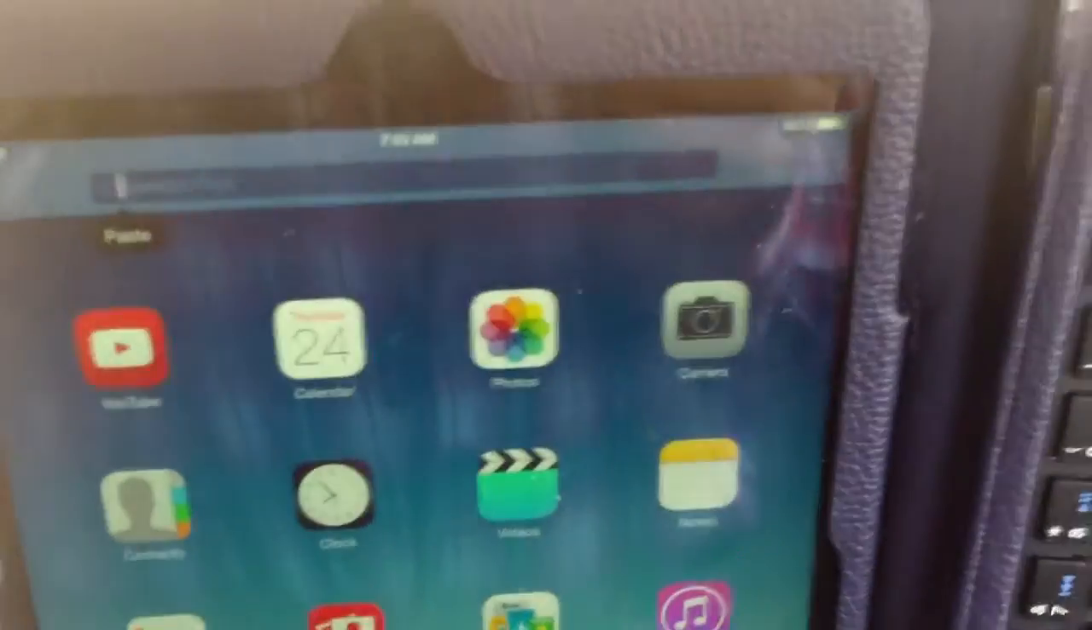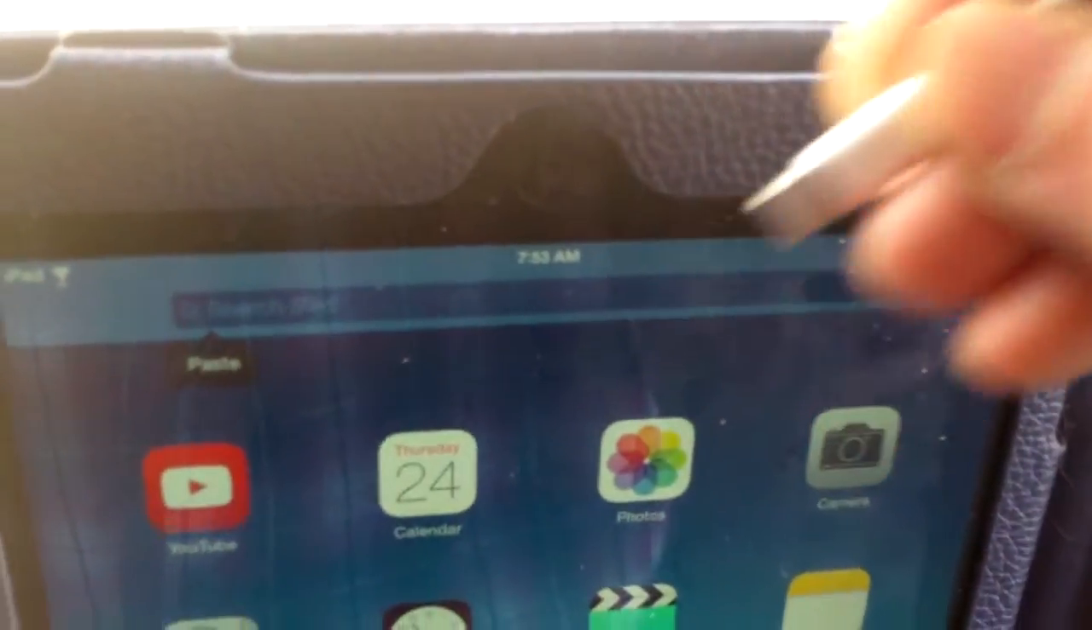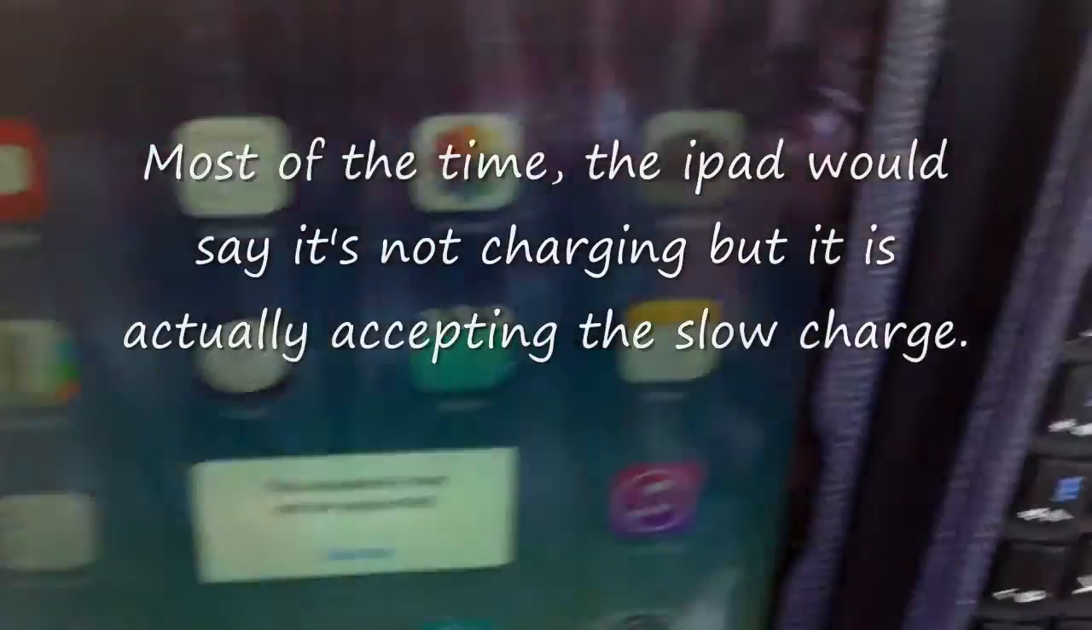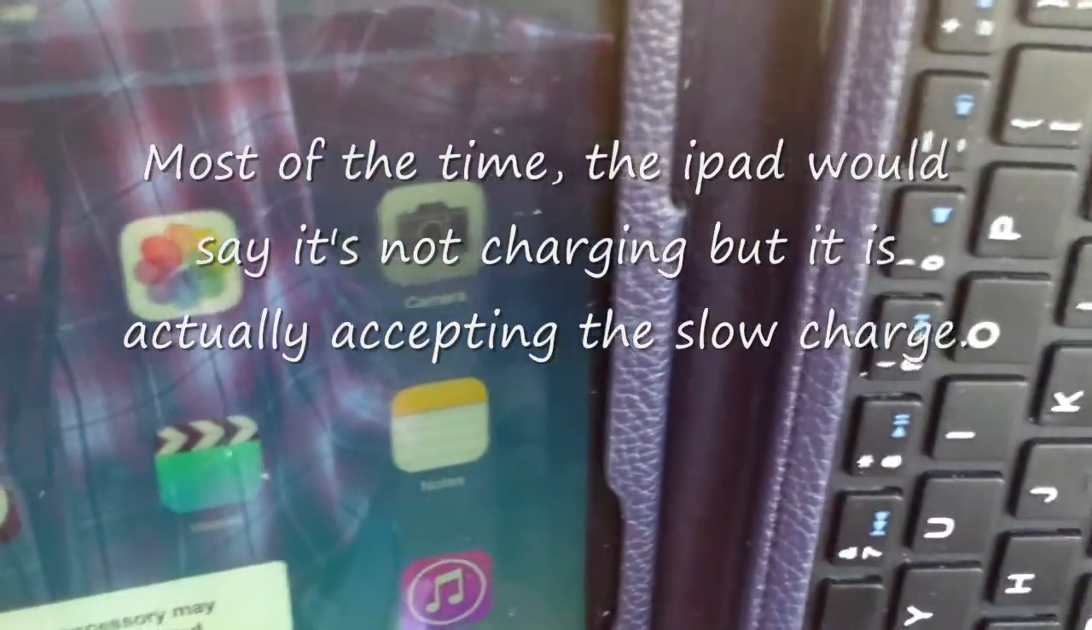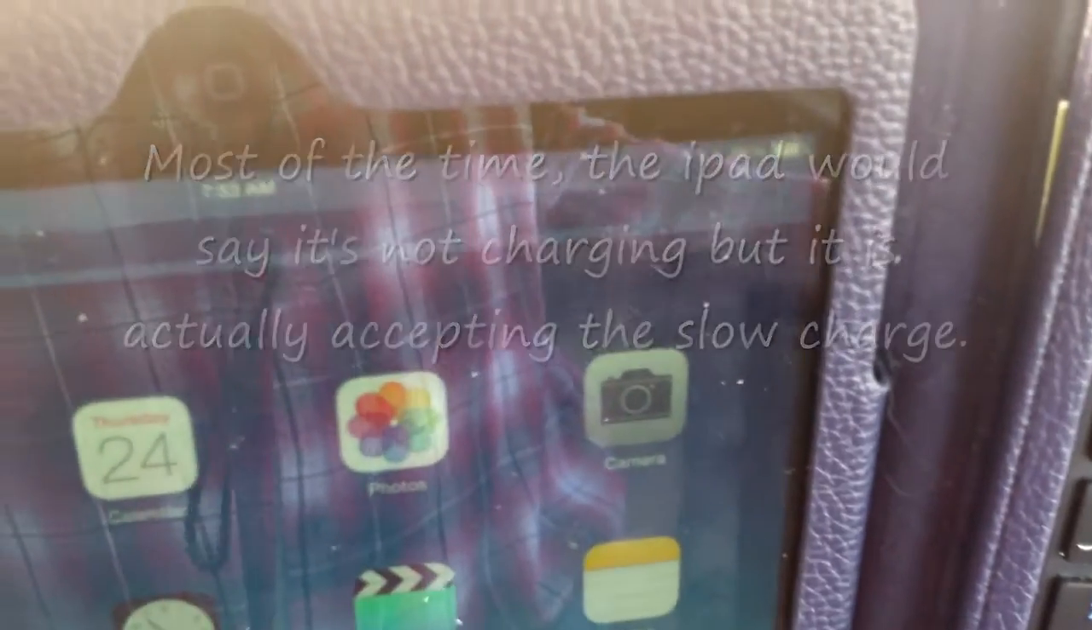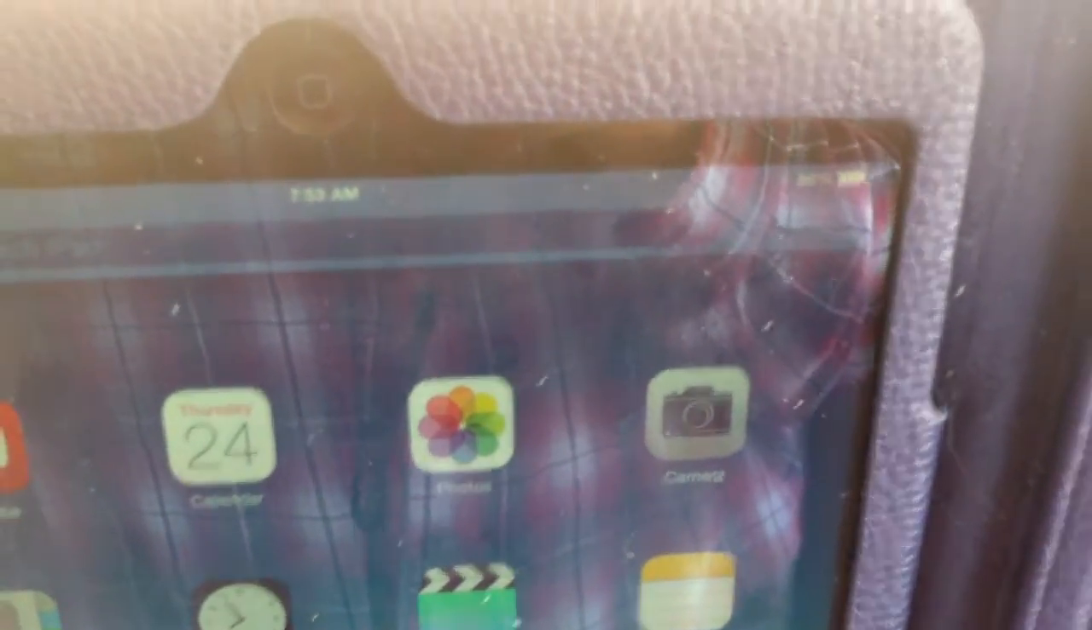But what I do is I really don't use this anymore. What I do is I have this wire. This is the lightning wire, the cable, and I just plug it in, and then it makes the noise, and then it doesn't always say it's charging. The reason being, I am actually charging it with a solar panel mounted to my window.